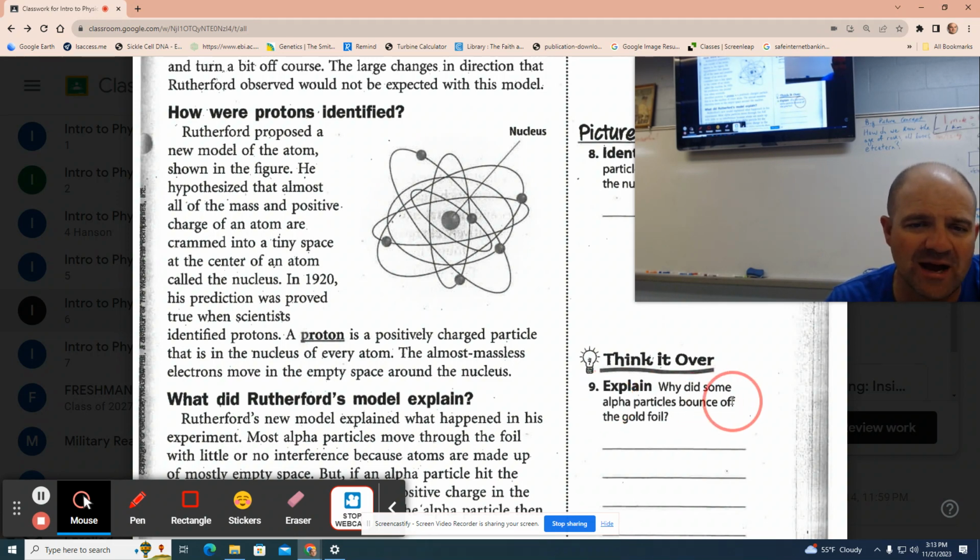Number 9, explain why did some of the alpha particles bounce off the gold foil? Because they're positively charged, and they were running into other positively charged things. So they repel. All right.